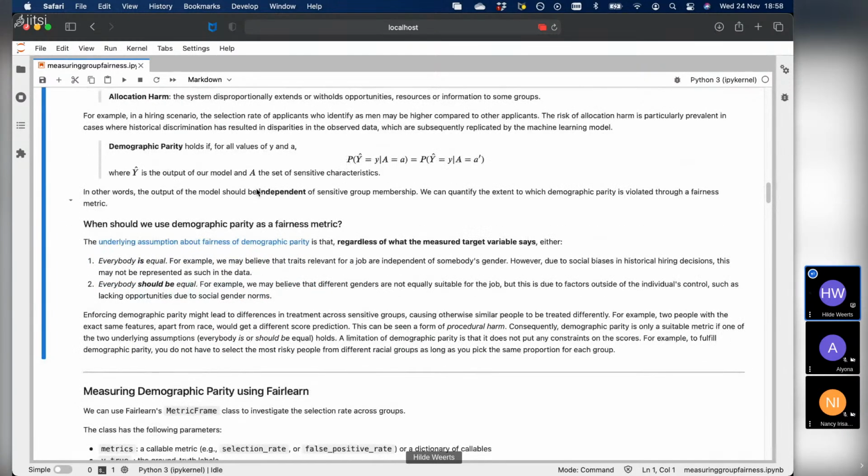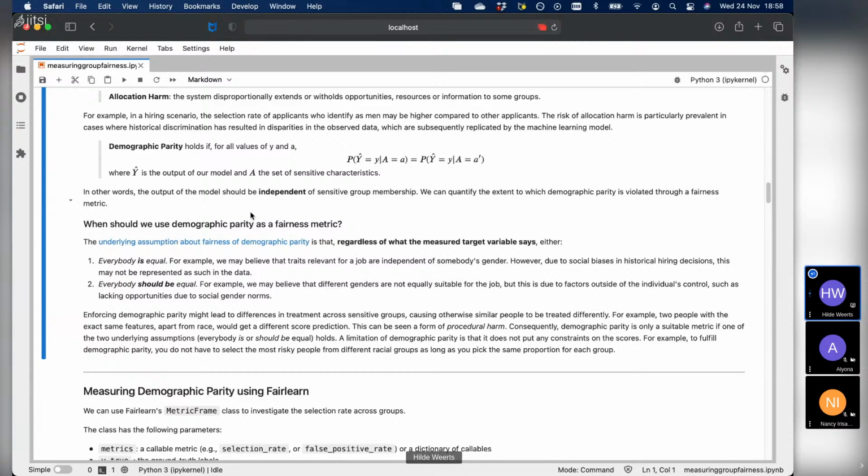Yeah, so what this means is that the output of the model is independent of sensitive group membership. And this is the formula. Here we have the predicted class, we have group membership, and we want the probability that somebody is predicted to be positive to be equal for some group A and some other group A prime.